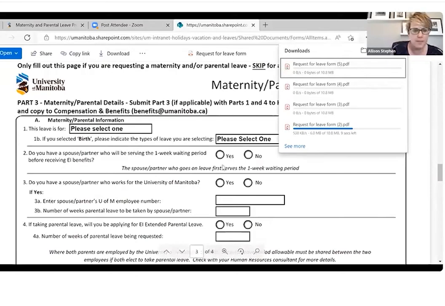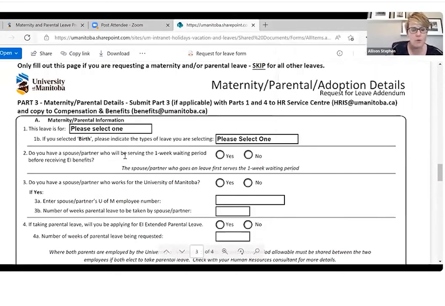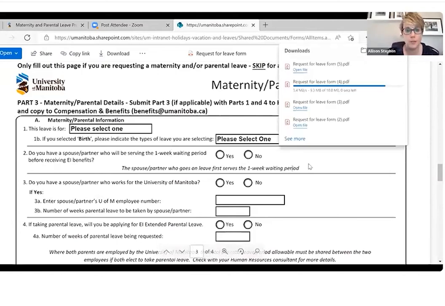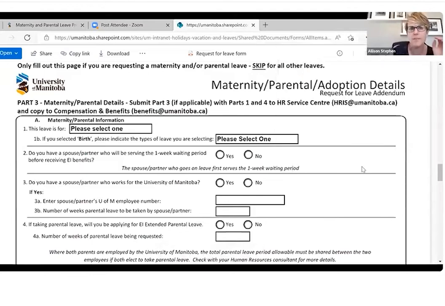And this is another important question. Do you have a spouse or partner who will be serving the 1 week waiting period? So the 1 week waiting period is something that Service Canada developed. They make you wait a week because they need time to process the EI benefits, but you don't get paid during that week. But the university is very generous and they've offered to pay 100% of your salary during this 1 week.